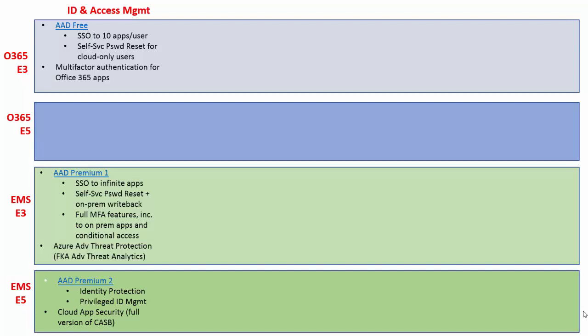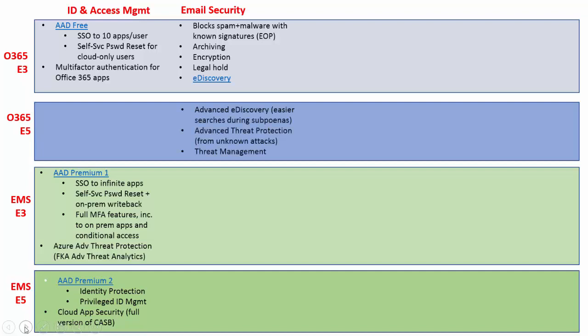Now that we've uncovered what's available with Azure Active Directory across the board, let's move to the email security capabilities of Office 365 E3. Here you're going to get, as a default, Exchange Online Protection, as well as archiving, encryption capabilities, legal hold, and e-discovery capabilities. If you step up to the E5 as part of the Office 365 suite, you get a more robust and artificial intelligence enabled advanced e-discovery capability.